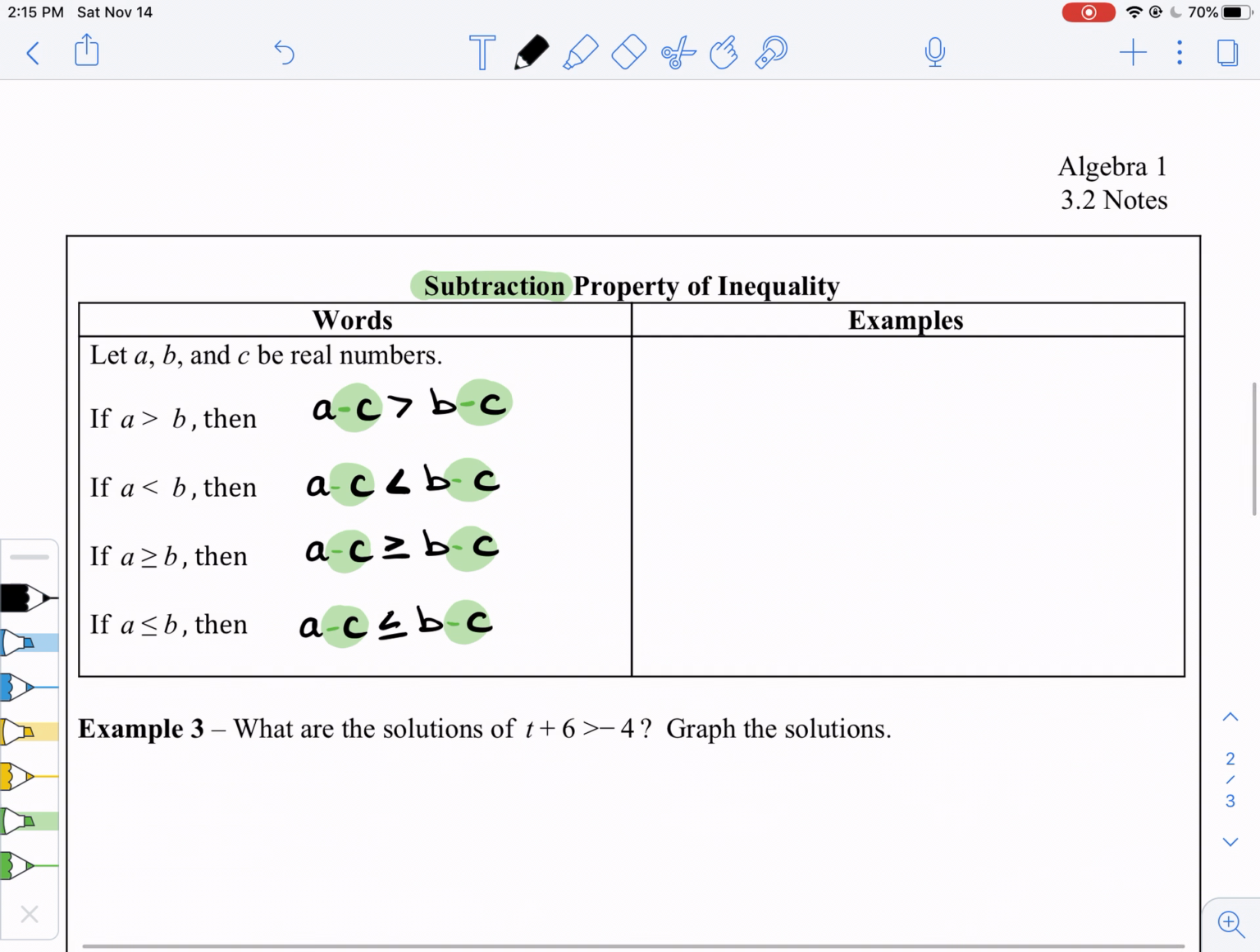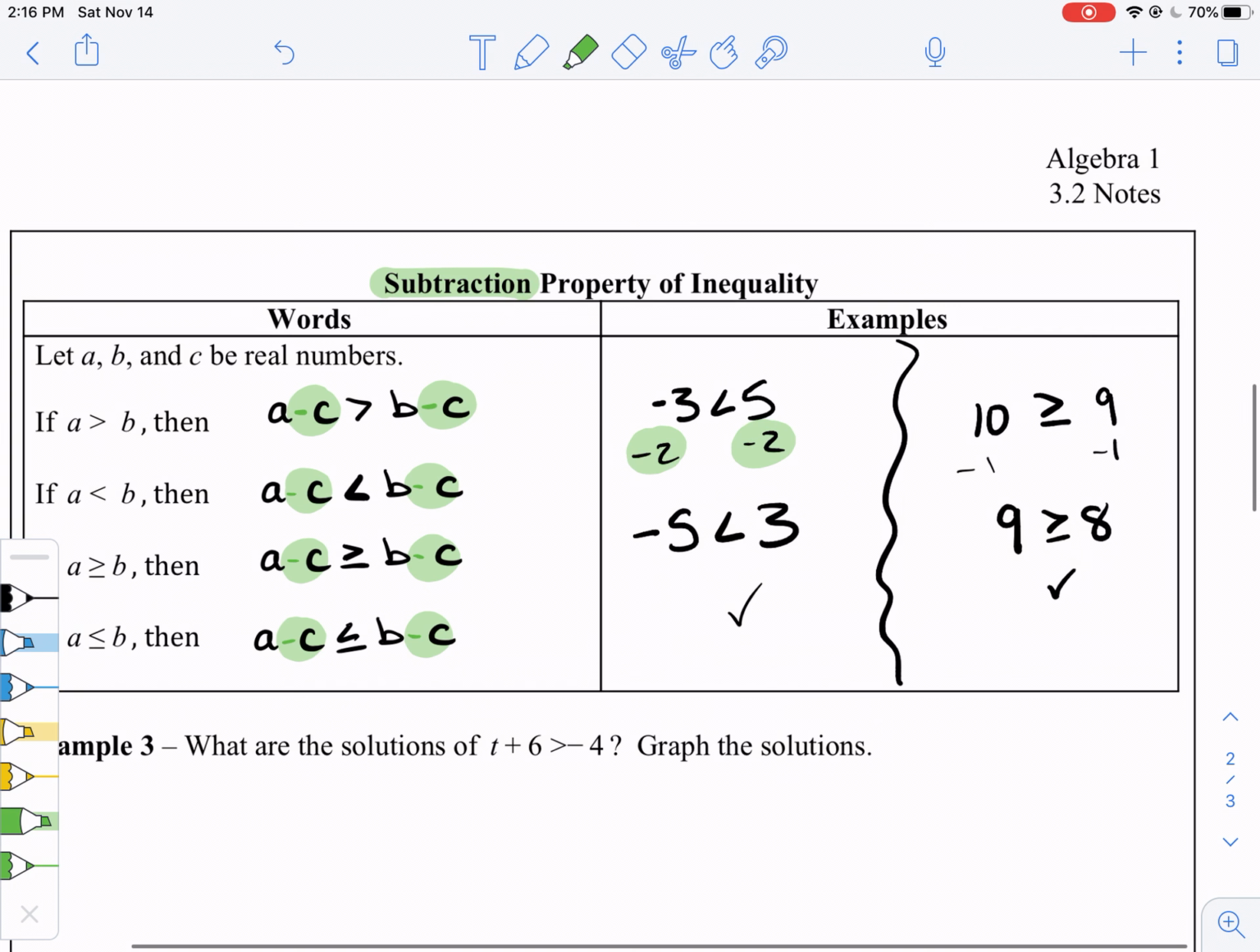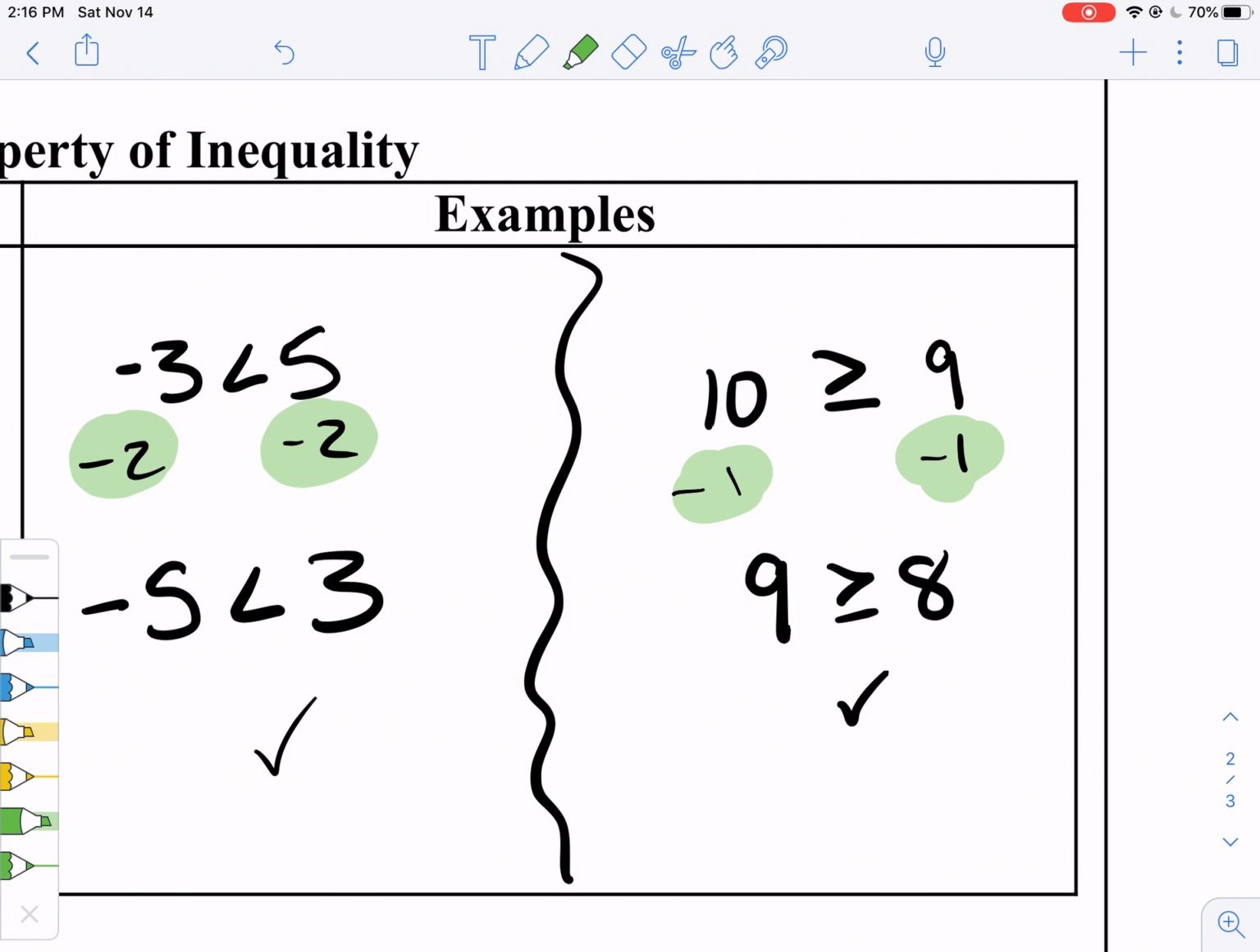And why does this work? Well, let's say you have negative 3 is less than 5. That's true. I don't think anyone will argue with me on that one. If we subtract 2 from both sides, we get negative 5 is less than 3. That is still true. Yay, so subtracting the same number from both sides of an inequality doesn't change anything. Well, what if it's greater than or equal to? Because 10 is greater than or equal to 9. Now, if we subtract 1 from both sides? Well, 9 is still greater than or equal to 8. So subtracting the same number doesn't change anything.